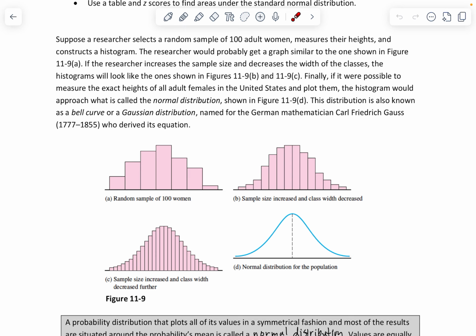Finally, if it were possible to measure the exact heights of all adult females in the United States and plot them, the histogram would approach what is called the normal distribution, which is shown in figure 11.9d. This distribution is also known as a bell curve or a Gaussian distribution, named for the German mathematician Carl Friedrich Gauss, who derived its equation.